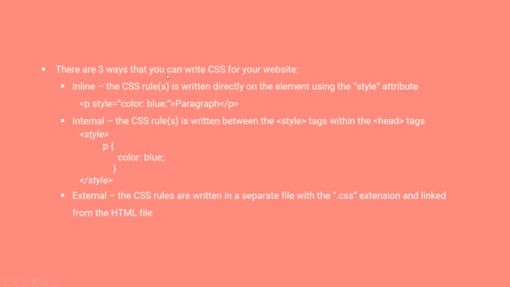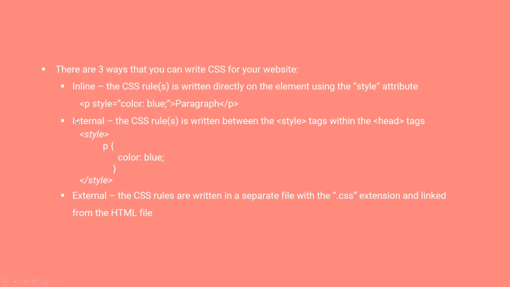There are three ways you can write CSS for your website. The first one is called inline CSS, where the CSS rule is written directly on the element using the style attribute. As you can see here, we have a paragraph tag. To give it the color blue, we can use the style attribute, giving it the property color and the value.